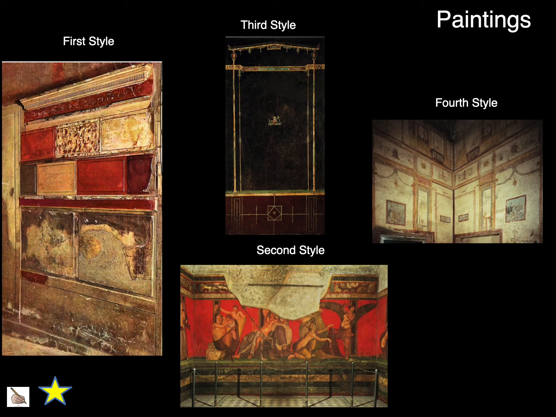There are 4 styles of paintings that will be found in this area. The first style was painted panels made to look like marble. The second style, we see an example of Dionysus in the mysterious frieze. The third style has monochromatic backgrounds. And finally, the fourth style has a creamy white appearance with small landscapes.